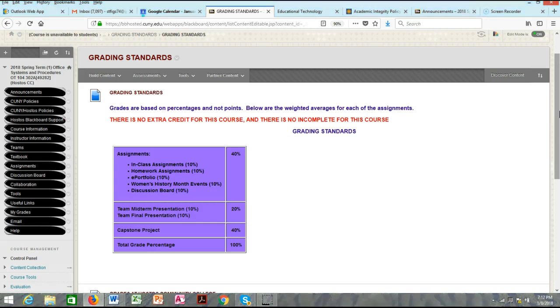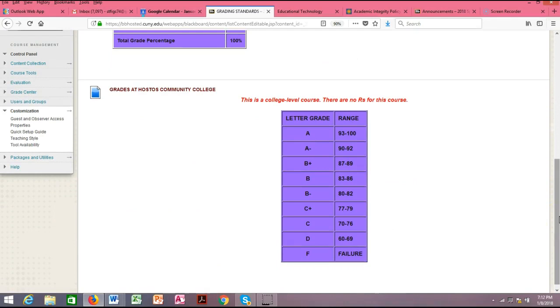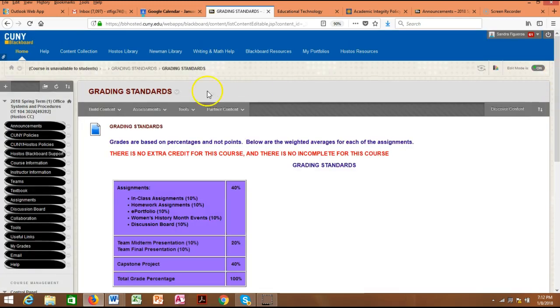There is no extra credit and there is no incomplete for this course unless you're on death's doorstep. And nobody in this class is going to be on death's doorstep. So make sure you understand that. These are the grades for the course. You don't see any P or S or any of those other fancy things. There's no R in this class. This is a college level course. So please make sure that you understand that.